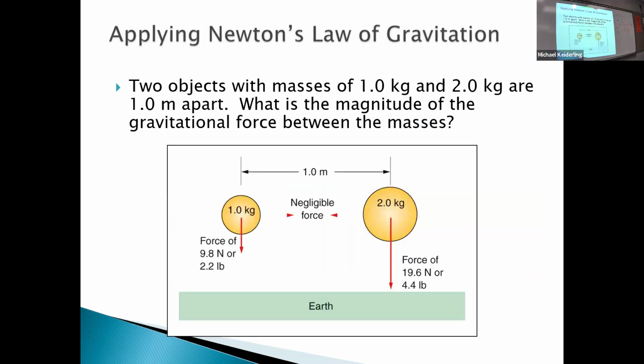So here we have two objects with masses 1 kilogram and 2 kilograms, and they're 1 meter apart. And we want to figure out the magnitude of the gravitational force between the masses. For example, the 1 kilogram mass has a force of 9.8 newtons pulling it towards the Earth. The 2 kilogram has 19.6 newtons pulling it towards the Earth. Let's figure out the force between them.